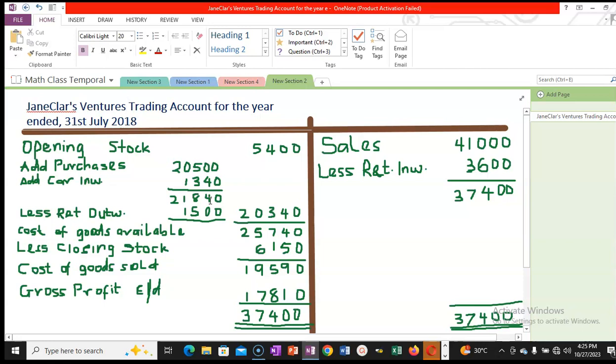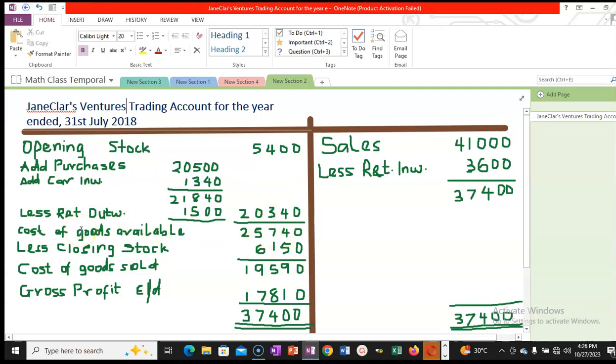It doesn't stop there. Remember again that part of the purchases I made, I returned some of them. So I'm going to adjust everything. I'm going to less returns outwards. Do you now notice that you add carriage inwards to purchases, but you deduct returns outwards from purchases? Please pay attention, students. When I deduct it here, I now have net purchases, which is 20,340. I add it to my opening stock. It gives me 25,740. And that is cost of goods available.